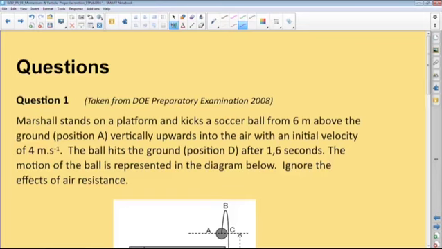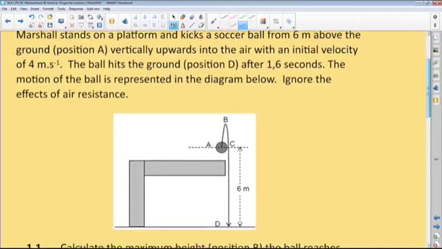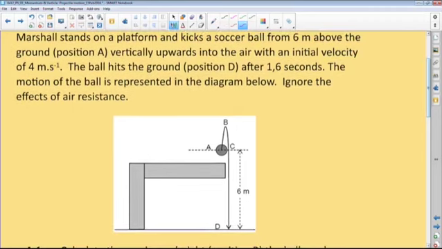Okay, I'm not going to give you any time to do this one, but I'm going to do it with you, and we're going to see how we go. So Marshall stands on a platform, kicks a soccer ball 6 meters above the ground, position A. So they give you position A, all right, vertically upwards into the air with an initial velocity of 4. So onto our diagram, we say, fine, over here, my initial velocity is 4 meters per second, and it's going up. The ball hits the ground at position D, 1.6 seconds later, the motion of the ball is represented.